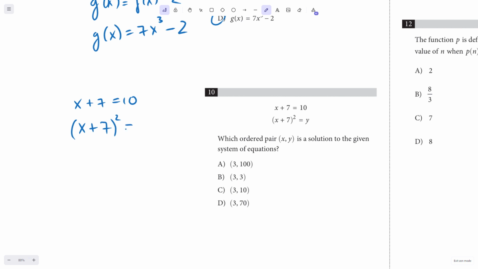But instead, what we can do is that we can substitute the value of x plus 7 right here, because y is equal to x plus 7 squared. And what is x plus 7? It's equal to 10. So we get y equal to 10 squared. Let me write this more clearly. So we have 10 squared, and y is equal to 100. So x equal to 3, y equal to 100. The correct option must be the option A.